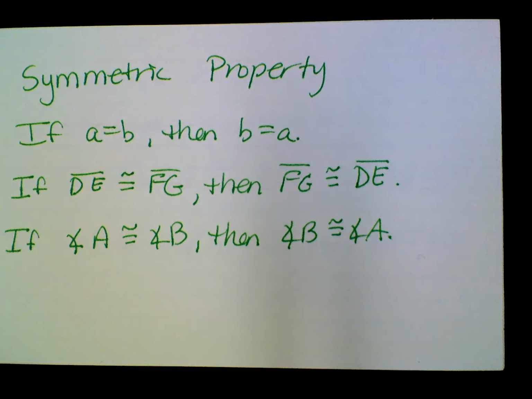The symmetric property says if A is equal to B, then B is equal to A. This allows you to reverse the order of an equation. For segments, we could say if DE is congruent to FG, then FG is congruent to DE. And with angles, we could say if angle A is congruent to angle B, then angle B is congruent to angle A.